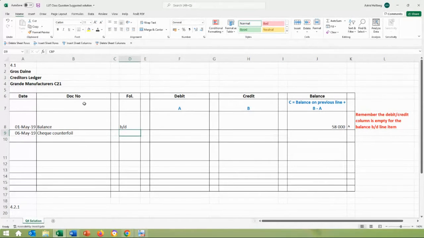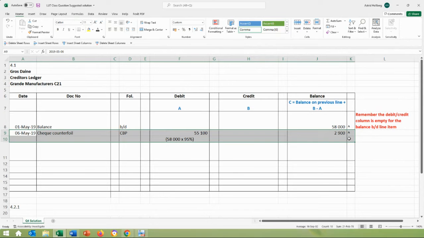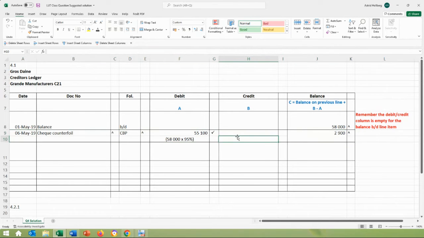Okay, so we know the folio would be our cash book payments because it went through our bank. If we pay a creditor, we will decrease their balance, so we would debit their account, but we said we only paid 95% of the amount. So we take the 58,000 times 90%, which gives us an amount of 55,100. Then we adjust the balance to show us that the new balance is 2,900. Okay, but we got discount, so our balance should actually be zero after that.